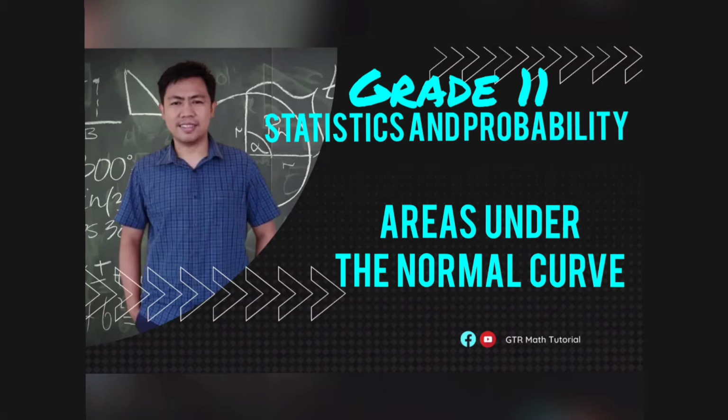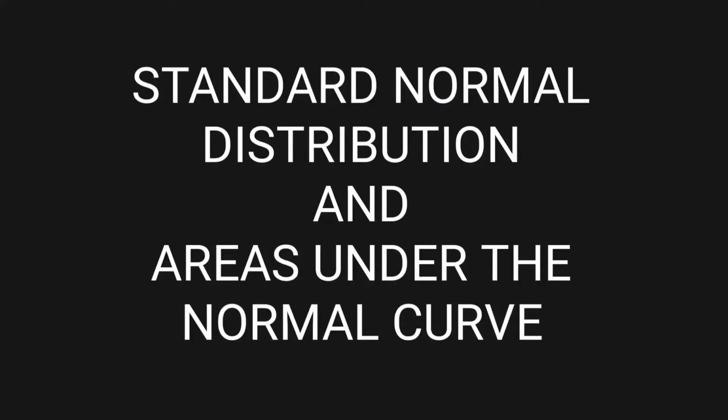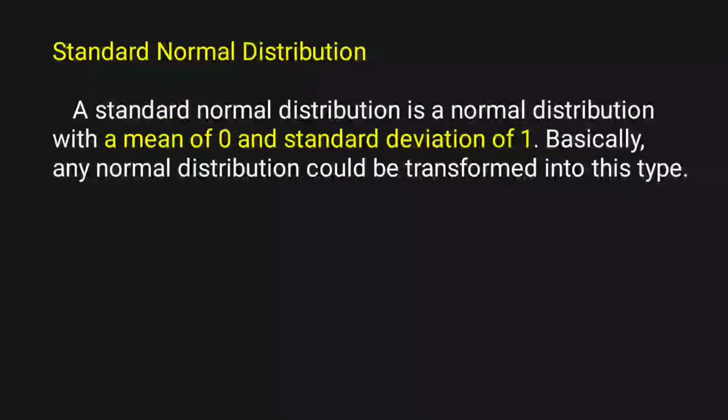So in this video, we will discuss how to find areas under the normal curve. Let us first define the standard normal distribution. A standard normal distribution is a normal distribution with a mean of 0 and a standard deviation of 1. Basically, any normal distribution could be transformed into this type. We can use the formula for z-score in transforming a normal distribution into a standard normal distribution, but we will discuss that in the next video. For now, we will focus on finding the areas under the normal curve.